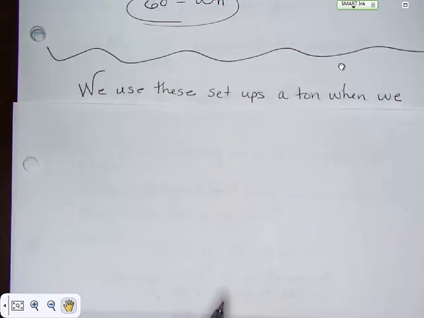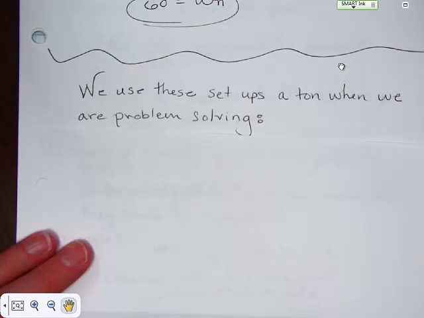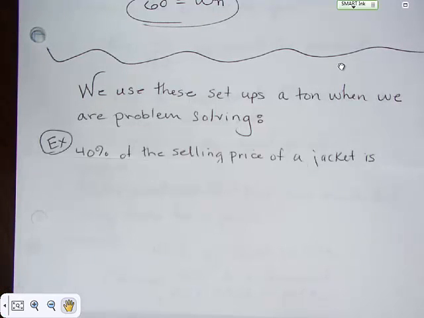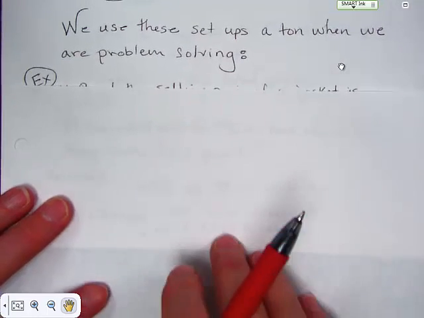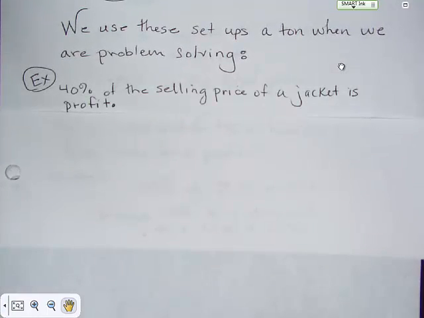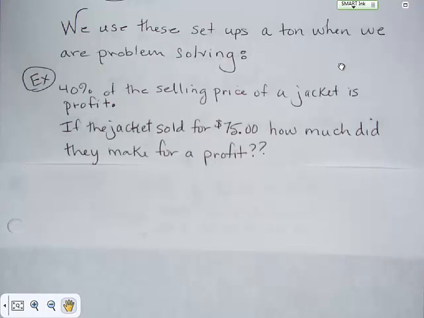Okay, we can use these setups a whole lot when we are problem solving. And actually that's the best part to use these. The only thing is we have to pay attention to how they're set up so that we can get them set up correctly. 40% of the selling price of a jacket is profit. If the jacket sold for $75, how much did they make for profit?